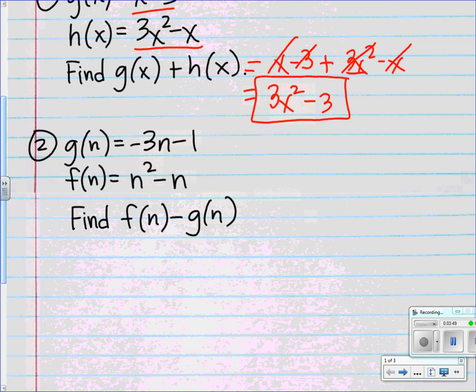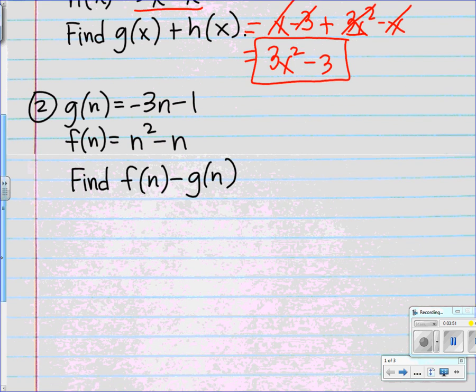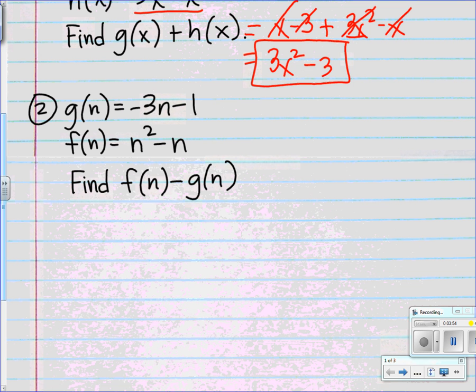So when you are subtracting, you really want to make sure you put the correct thing first, right? So which function do I need to write first? Okay, so I'm going to write n squared minus n. That is f of n. And then I'm subtracting a quantity. So if I'm subtracting a quantity, what should we put around that quantity? Yep, parentheses. So we're going to subtract this other function, which is negative 3n minus 1.